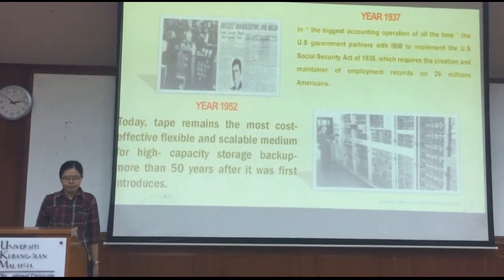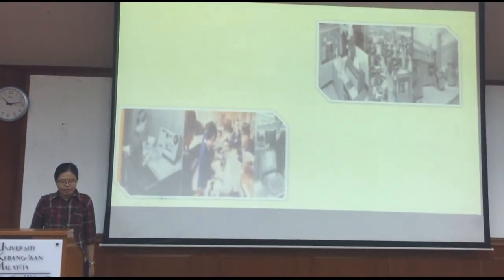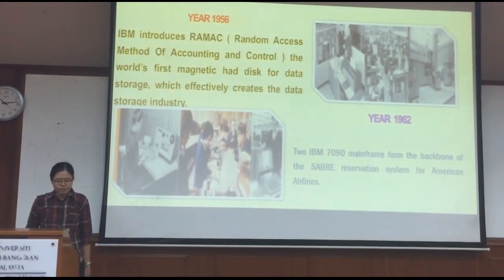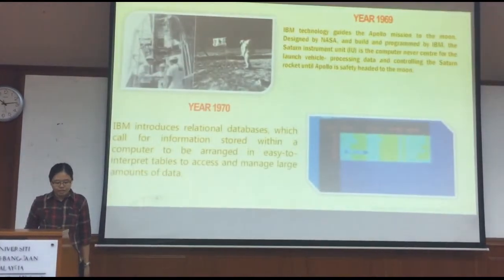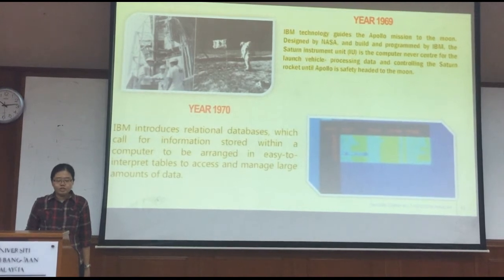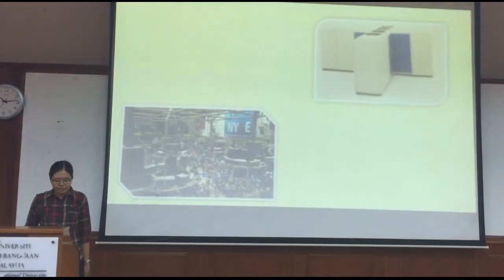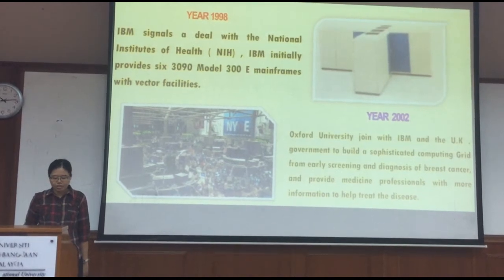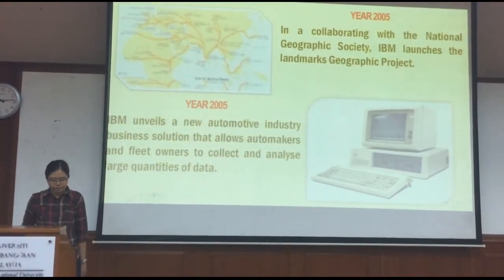1952, magnetic tape, most cost effective and flexible. 1956, the random access method of accounting and control, RAMAC. 1962, a reservation system for American Airlines. 1969, guiding the Apollo mission to the moon. 1970, the introduction of the relational database. 1998, dealing with the National Institutes of Health, NIH. 2002, a sophisticated computing grid. 2005, launched a landmark geographic project.